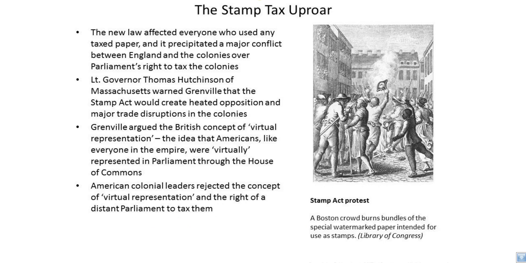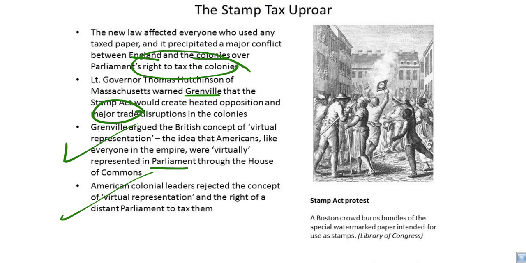In 1765, George Grenville pushed the Stamp Act through Parliament, which placed a tax on all paper used for colonial documents, licenses, bills of lading, wills, court documents, and newspapers. The law required a special stamp be affixed to paper proving that the tax had been paid. The new law affected everyone who used any tax paper, and it became a major conflict between England and the colonies over Parliament's right to tax the colonies.